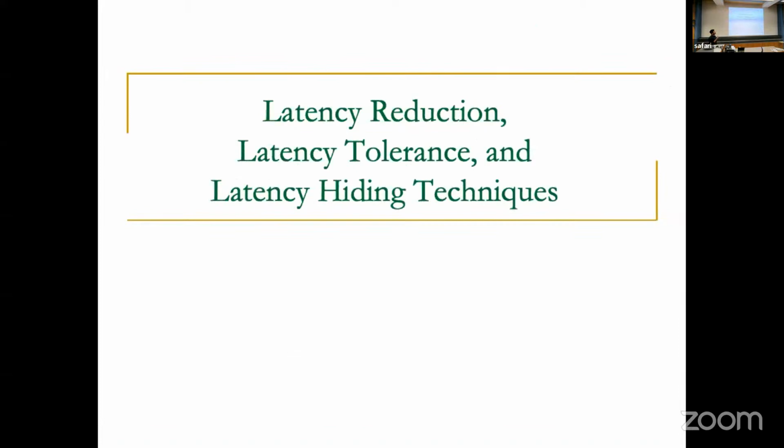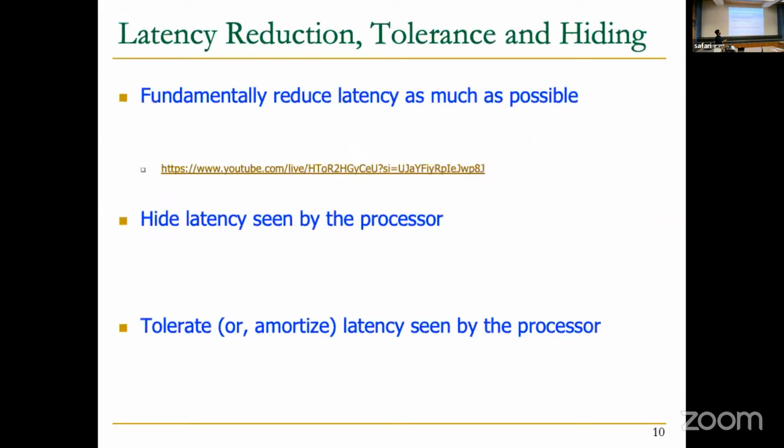So essentially we need to design a high performance processor, and that high performance can only come from latency reduction, latency tolerance, and latency hiding techniques. What do I mean by each of these? Let's go into a bit more detail. There's some error in the animation.